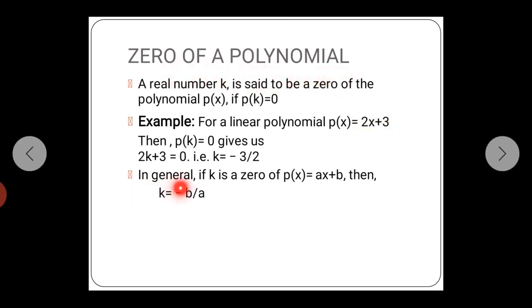So, in general, if k is a zero of the linear polynomial p(x) equals ax plus b, then the value of k is always equal to minus b by a. Minus b by a means minus b is the constant term and a is the coefficient of x.